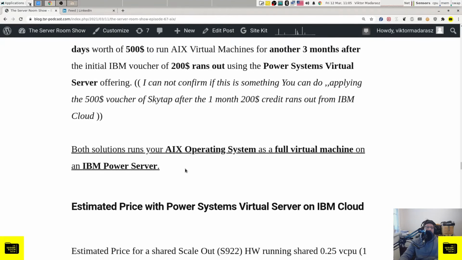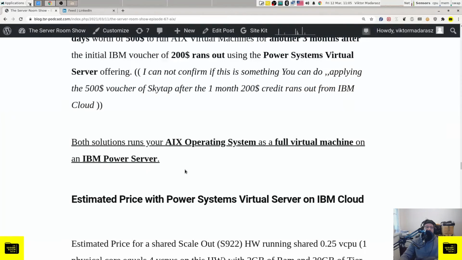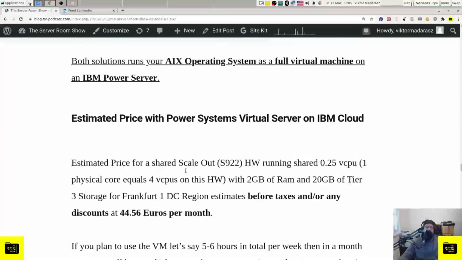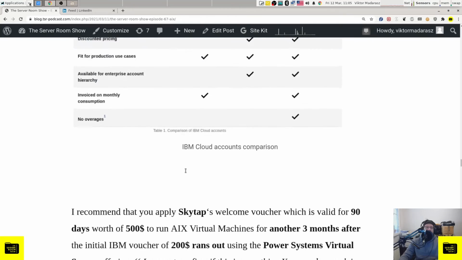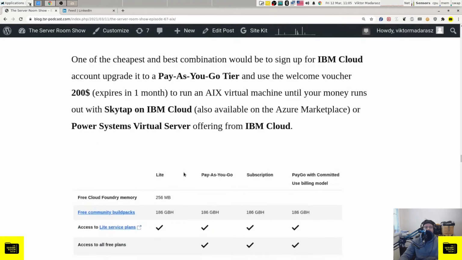But as I will show you in a second with the estimated prices, even when I will have to pay for it, it's not going to be as expensive as you might think. Both solutions run your AIX operating system as a full virtual machine on an IBM Power server, no matter if you go with the Power System Virtual Server offering from IBM or Skytap's cloud, Skytap on IBM Cloud.